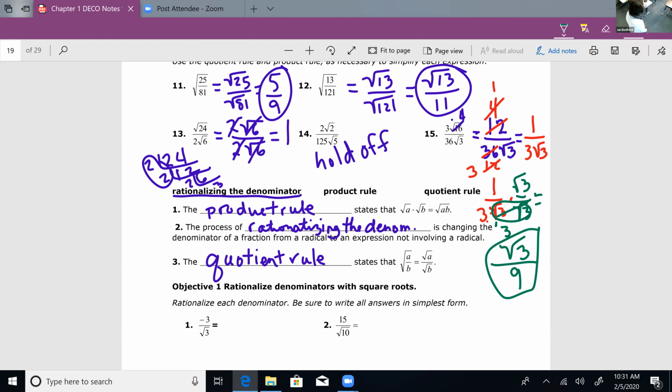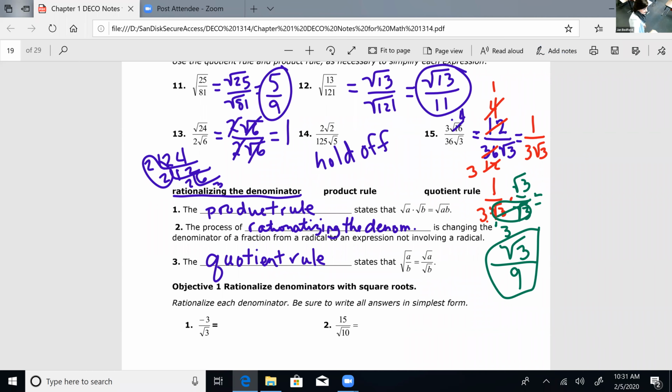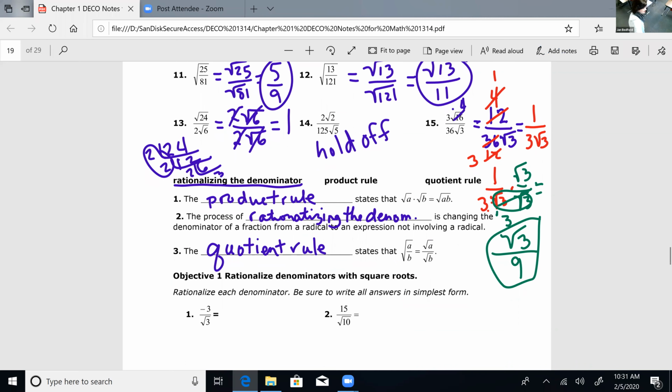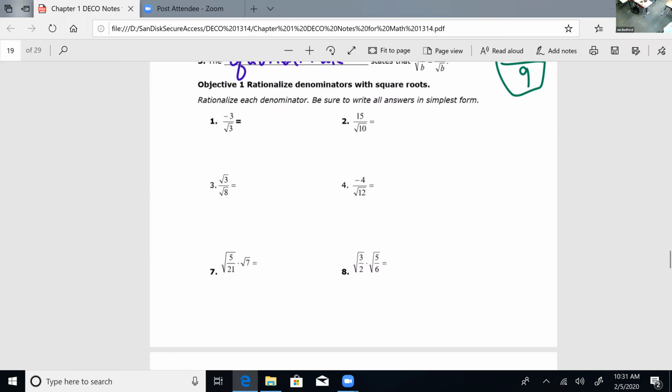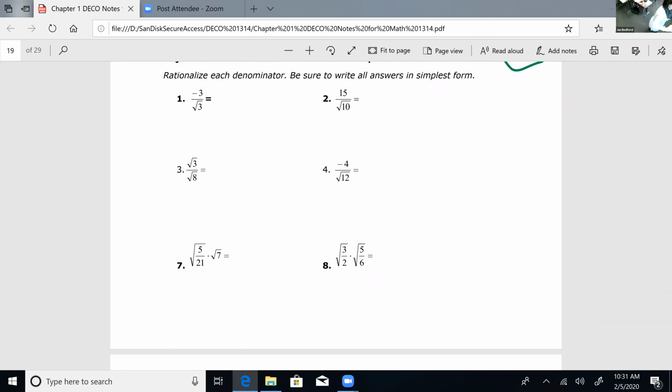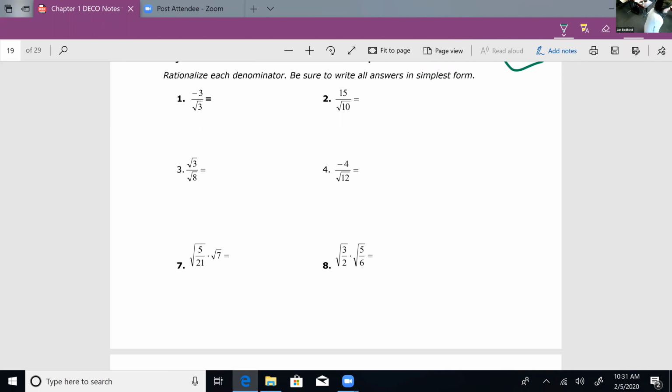Okay, it's a little tedious, but we can do this. So now, if we look back at number 1, we've got a -3 on top, a square root of 3 on bottom. I don't want to leave a square root on the bottom. So how are we going to clean that thing up? What can we do? I could multiply by a square root of 3. And if I multiply the bottom by a square root of 3, I have to do what? Also the top.